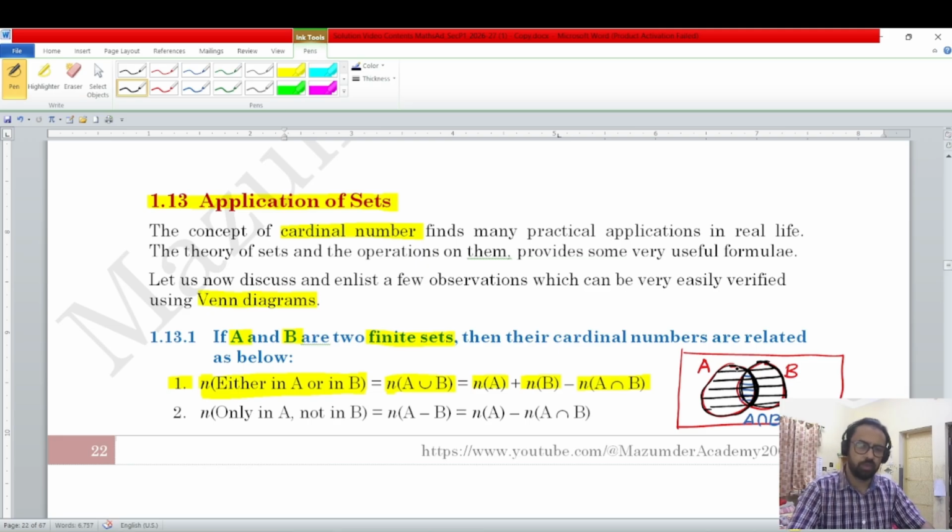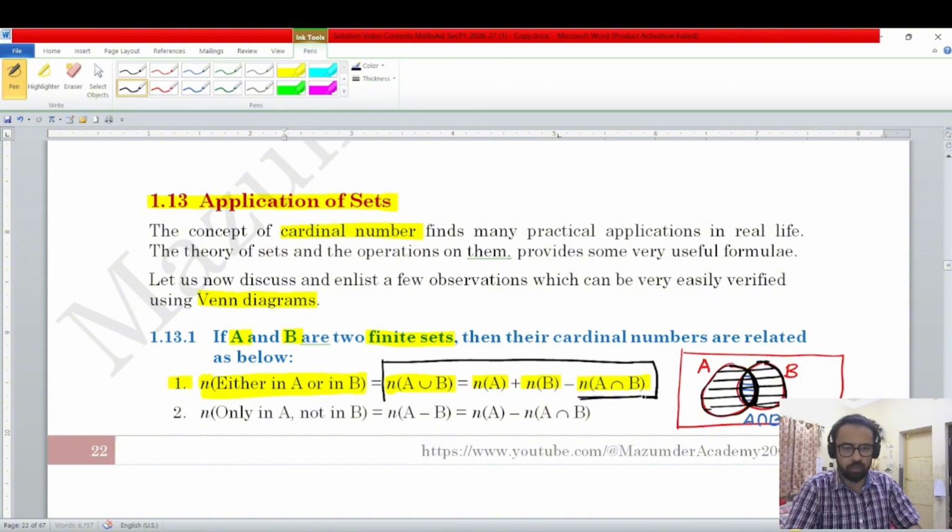Why is this minus? Because you have added this region two times, so one time you have to subtract. When you considered A, you took this region into your calculation. Again, when you took B, you took this part again. So you added this portion two times, so one time you have to subtract. This is the formula which will be used a lot in set applications. You must memorize this, you must save this.